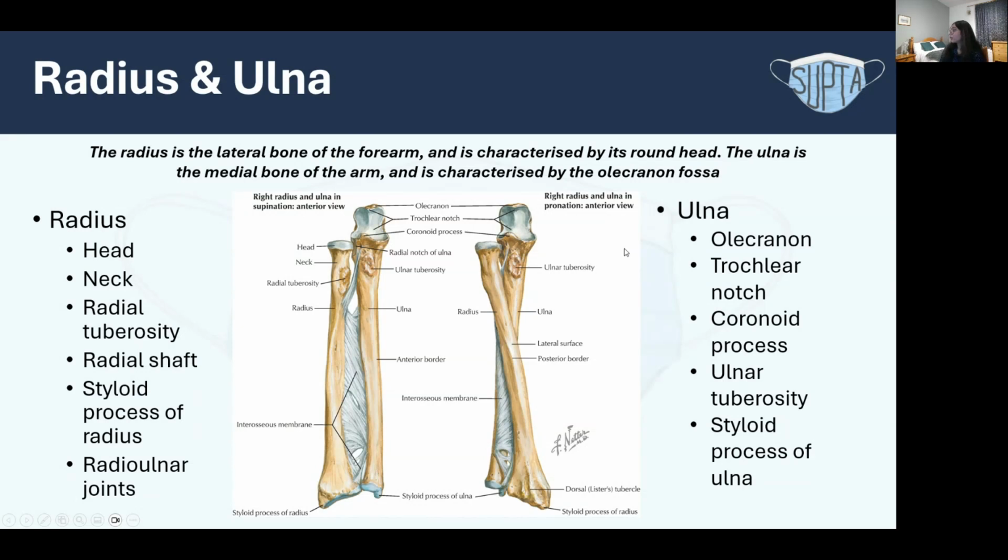Okay. So again, ulna, we have our olecranon, we have the trochlear notch. Remember, we had the trochlea in the humerus. Coronoid process, we had the coronoid fossa in the humerus, ulnar tuberosity, and the styloid process of the ulna.